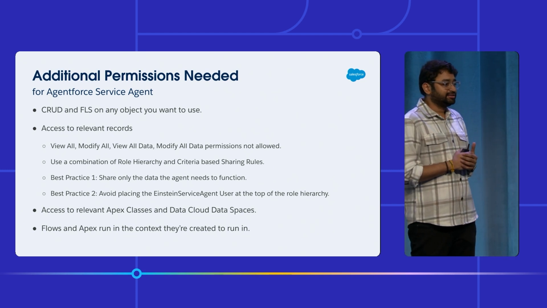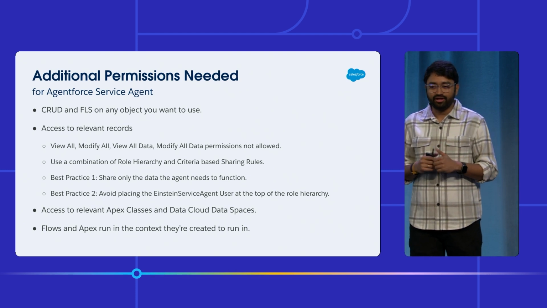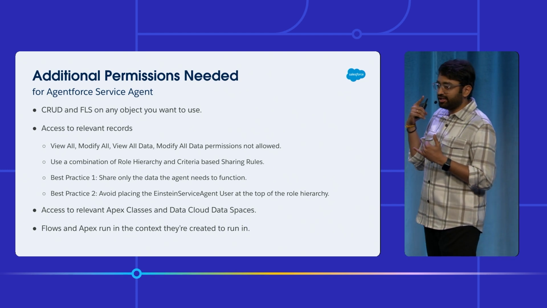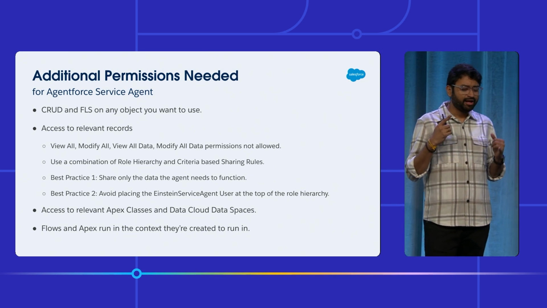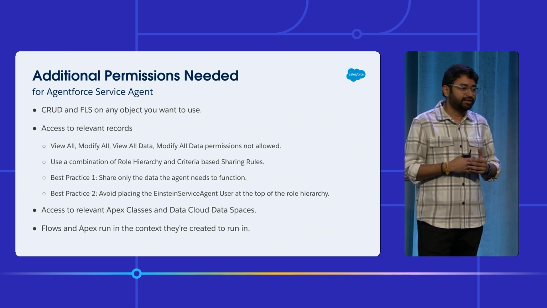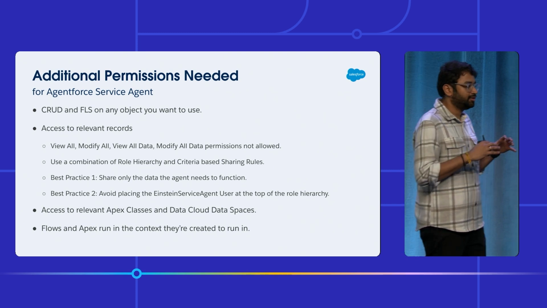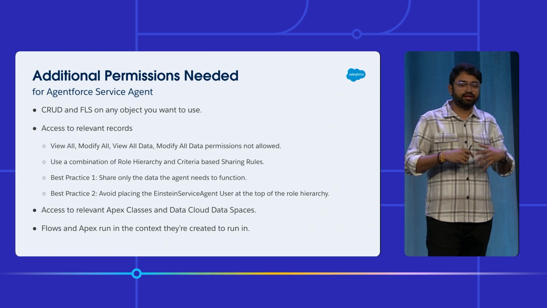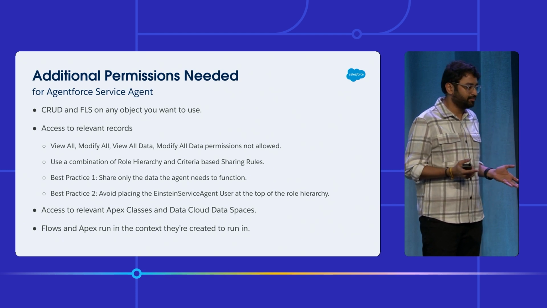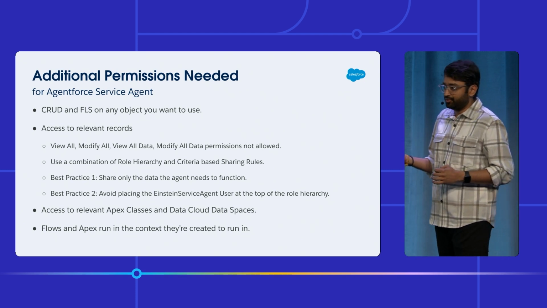Now, of course, you need access to the relevant Apex classes that the agent is going to need. You're going to need access to the relevant data spaces for the agent. And flows and Apex run in the context that they are created to run in. Now, this is important because you can give access to an Apex class, but the Apex class itself can run either in with sharing mode or without sharing mode. The queries that you write can run in user mode or system mode.